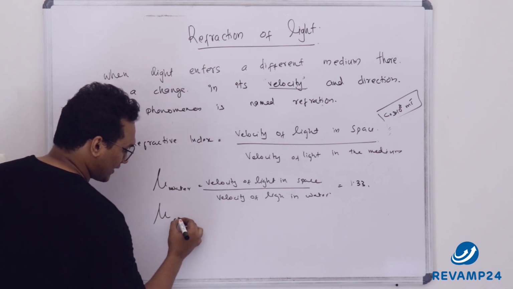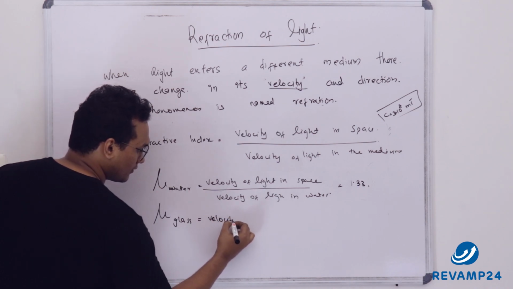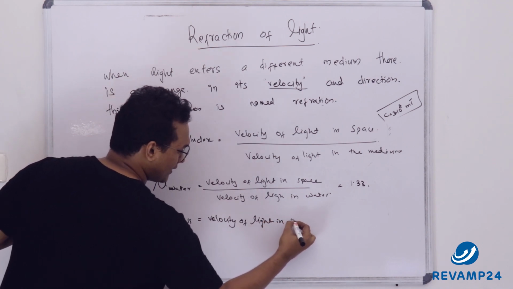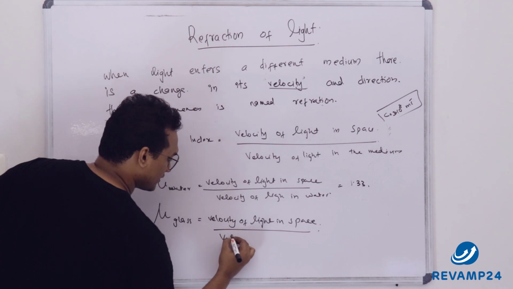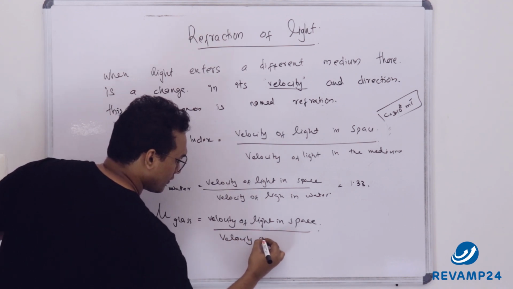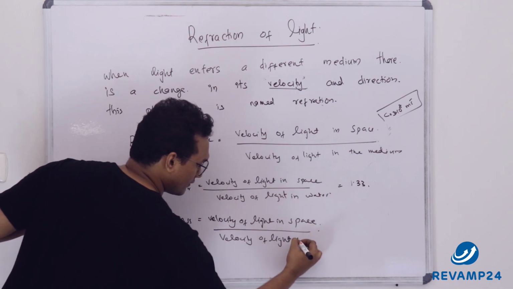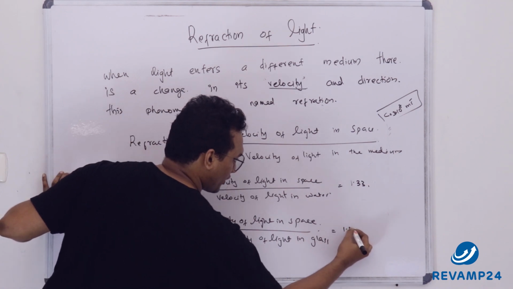Okay, now the next thing is the refractive index of glass, that is velocity of light in space divided by velocity of light in glass, and this value is 1.5.